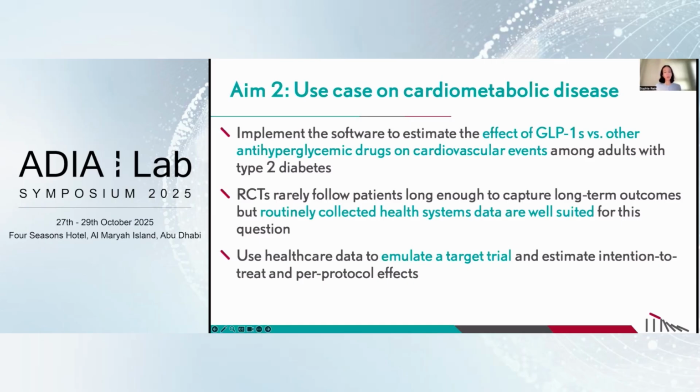And so the other aim of our project is to apply the software to a use case on cardiometabolic disease once the software has been validated. And specifically, we want to estimate the effect of GLP-1s versus other antihyperglycemic drugs on cardiovascular events among adults with type 2 diabetes. And so this is a question of high clinical importance, but randomized clinical trials rarely follow patients long enough to capture these long-term outcomes.